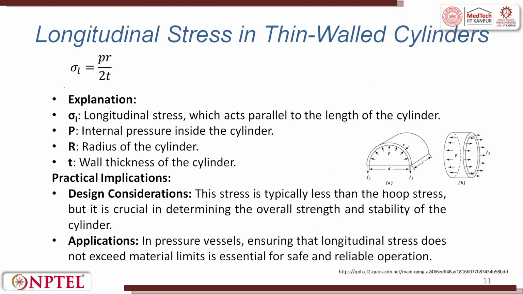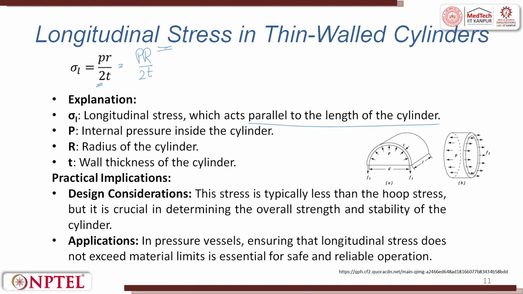So, let us find out the longitudinal stress which comes in a thin wall cylinder, which is sigma L, nothing but P into R by 2T. I have represented it by small p and small r, but it has to be P into R. So, sigma L is the longitudinal stress which acts parallel to the length of a cylinder. Internal pressure is P, which is acting on the cylinder, R is the radius of the cylinder, T is the wall thickness. Because it is acting along the length, it is 2 times T.